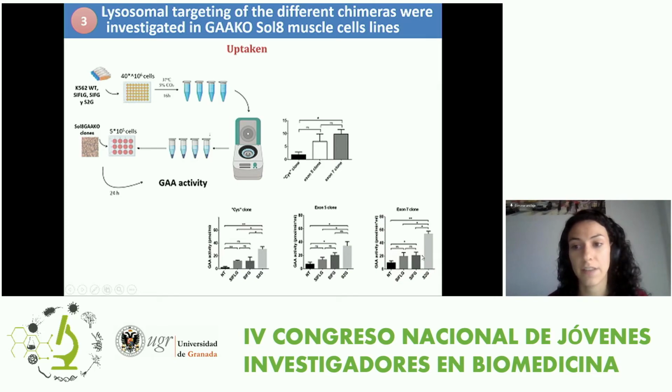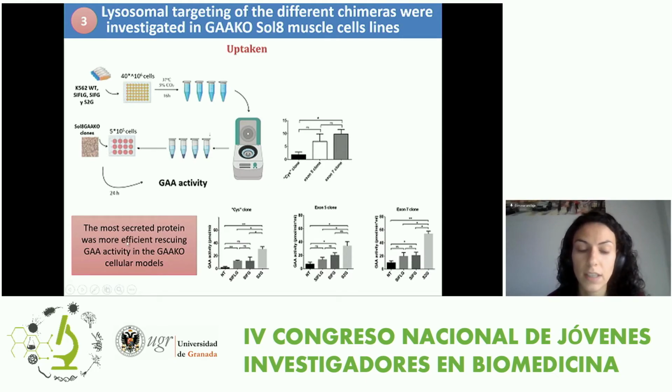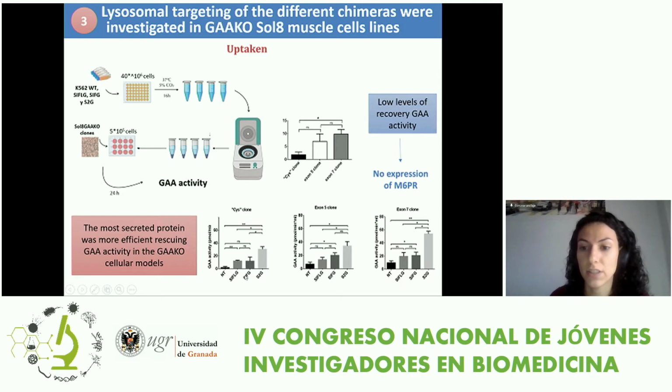In all the cases, for the different clones that we have generated, we could see that the most secreted protein was more efficient at rescuing GAA activity in our models, because in K562 cells, the S2G was more secreted to the media. However, our results show that we have very low levels of recovery of the GAA activity. And what could happen in this kind of cells? That there is no expression of the mannose 6-phosphate receptor in the cell membrane, like in Pompe patients. But we have to study more about that.